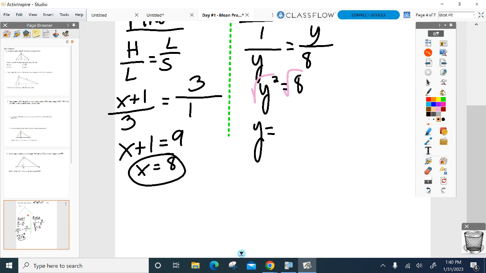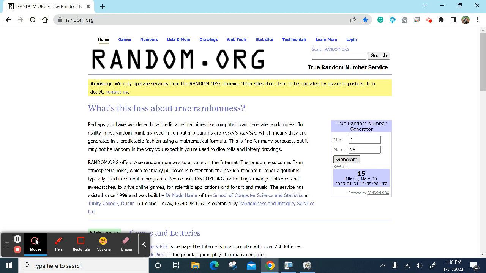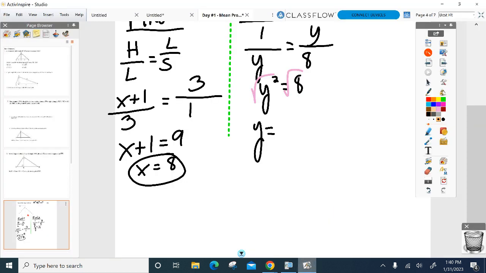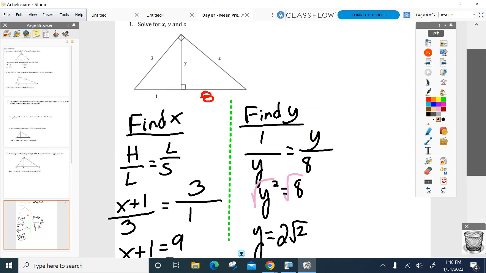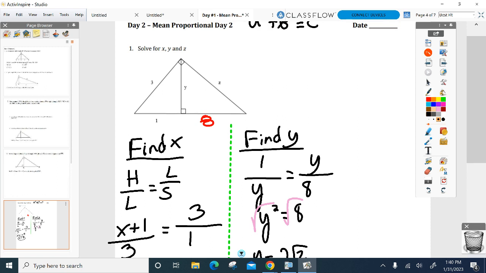I don't even want to know the perfect square. Just break it all down. What's square root of 8 break down into when you're ready? 4 and 2. Keep going. 2 radical 2. You're good. I got you, Claire. You're good. 2 radical 2. Nice job. So that's 2 radical 2.